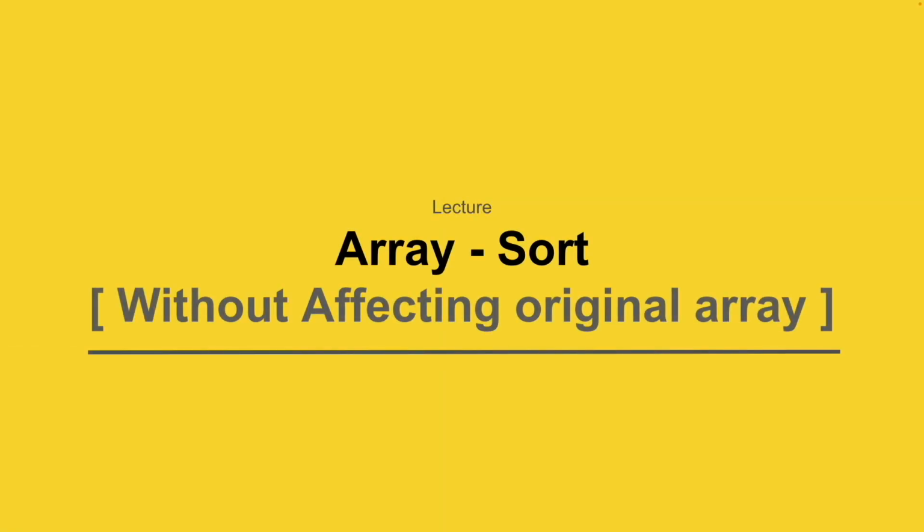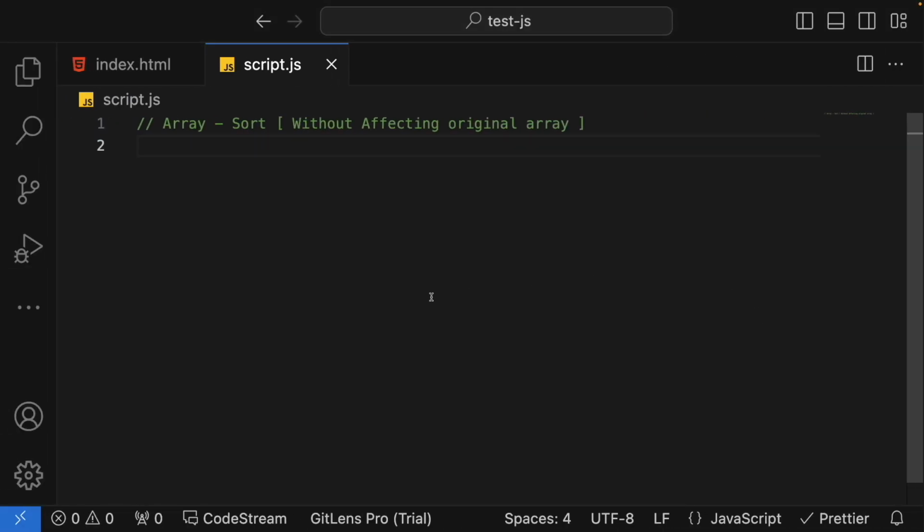Let's understand how we can sort an array without affecting the original array. So we just need to create a copy of the array, then we need to apply the sort on a copied array so that our original array will not be affected. It will be needed in many cases when you're writing a certain logic. Let's see how to do that.